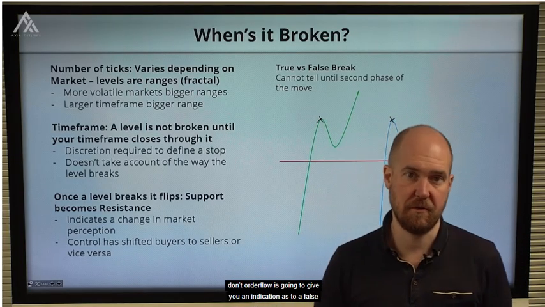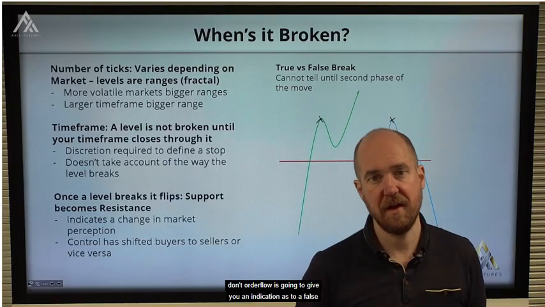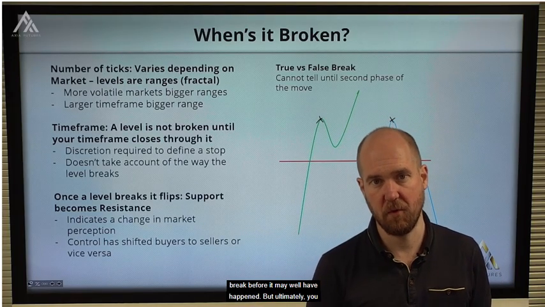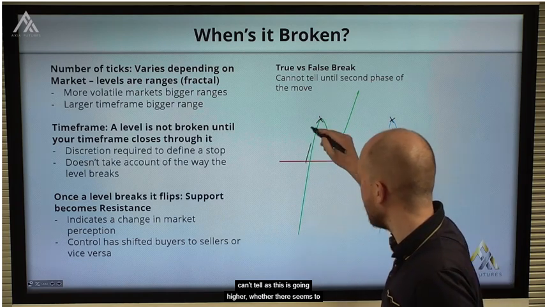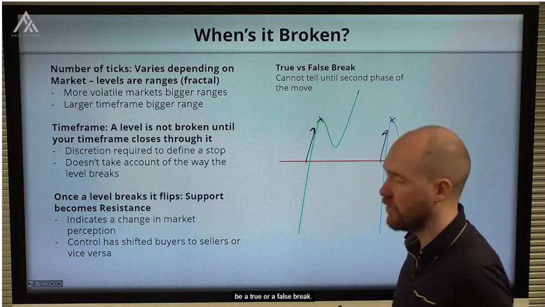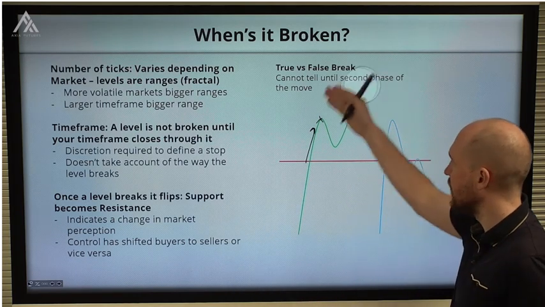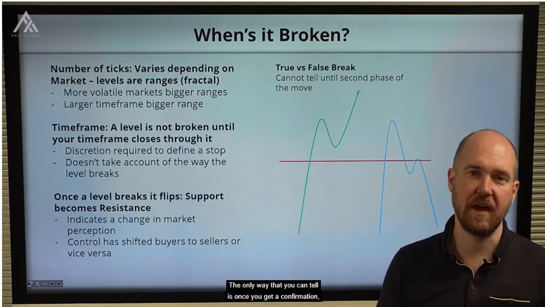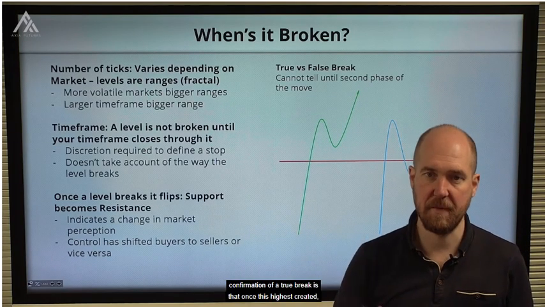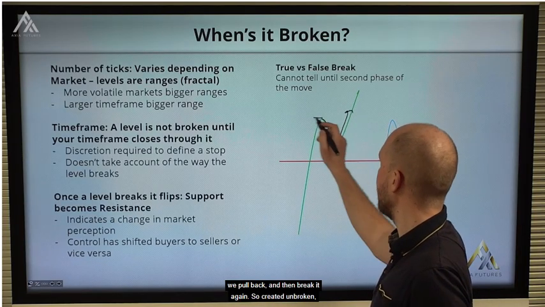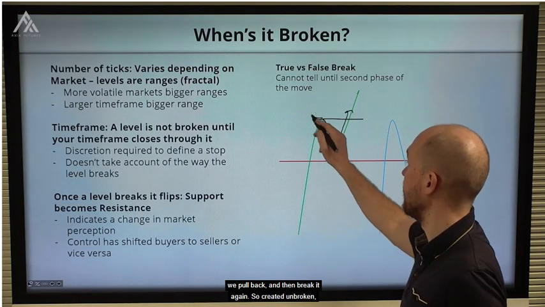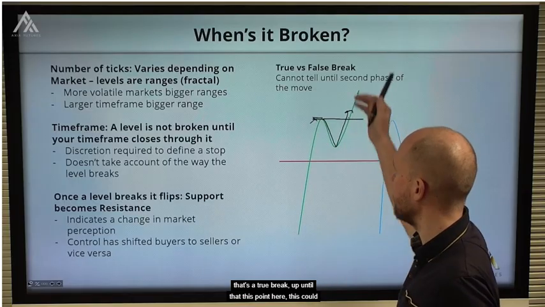And ultimately, you don't. Order flow is going to give you an indication as to a false break before it may well have happened. But ultimately, you can't tell, as this is going higher, whether this is to be a true or a false break. The only way that you can tell is once you get a confirmation. A confirmation of a true break is that once this high is created, we pull back and then break it again. So, created, broken. That's a true break.